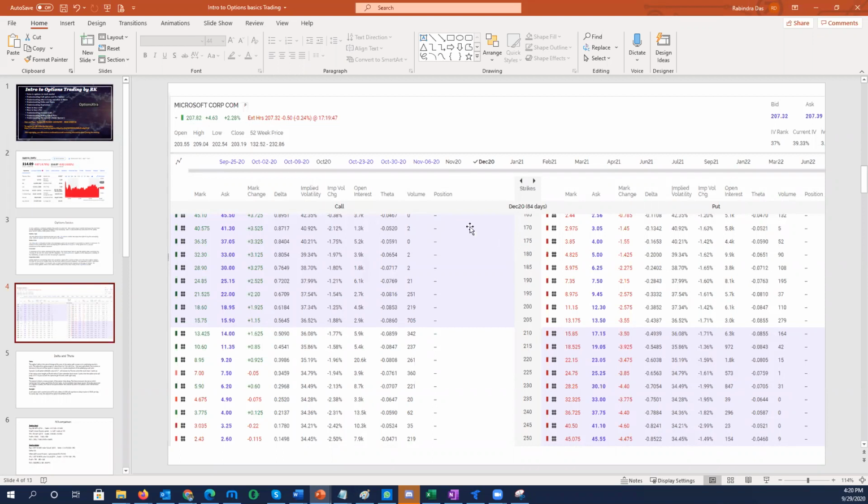Then expiration: as I said, every month has an expiration. You can see November, December, January, February, every month. It depends on which month you want to buy. I'll show you on a real trading platform what the options are and how the option prices vary based on the expiration dates. But these are the expiration dates.